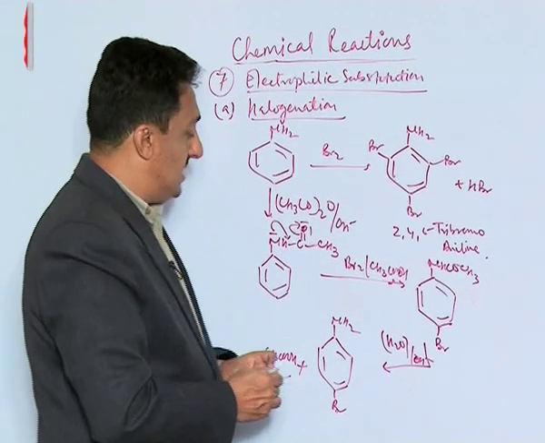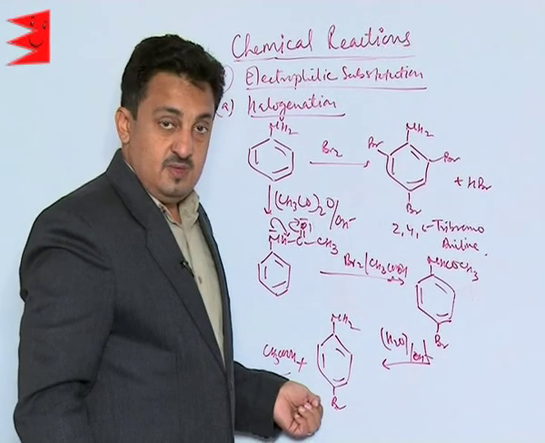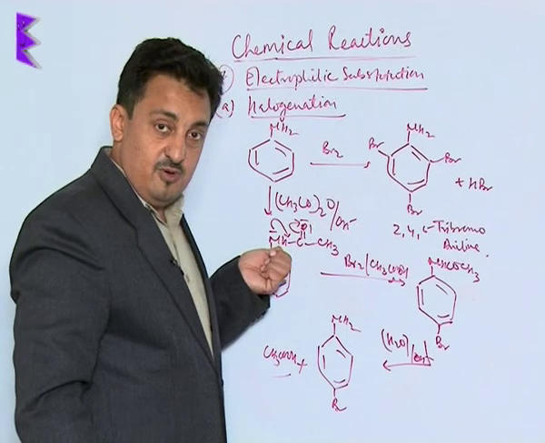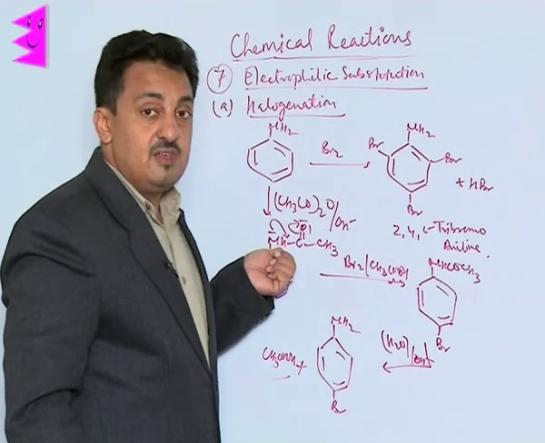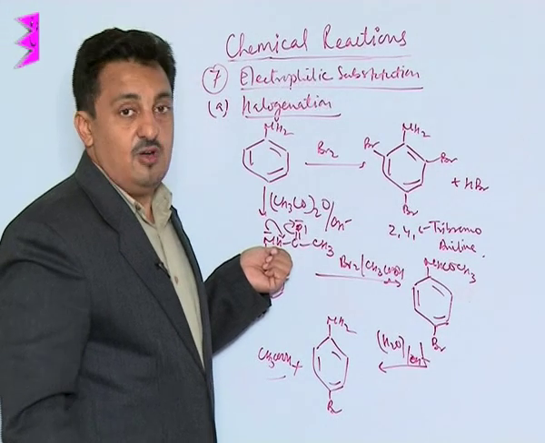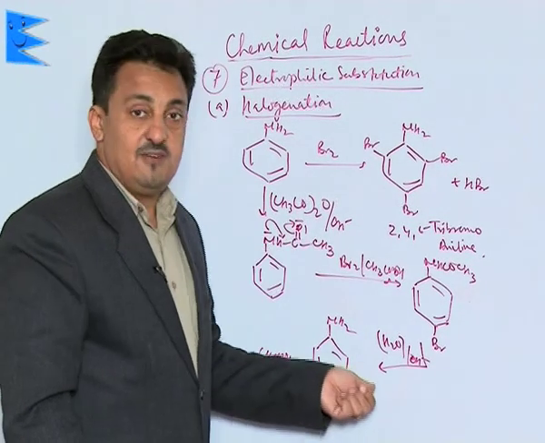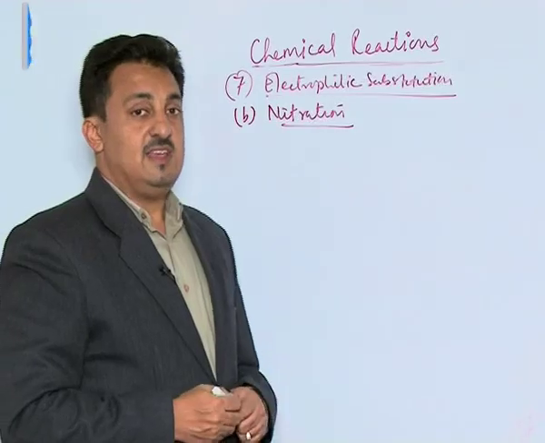So this is how we can get mono-substitution done, by protecting the NH2 group, or by the acylation of the NH2 group, and that is how we can reduce its electron donating tendency or its plus R effect, so that we can get the mono product. Let us see now the nitration.